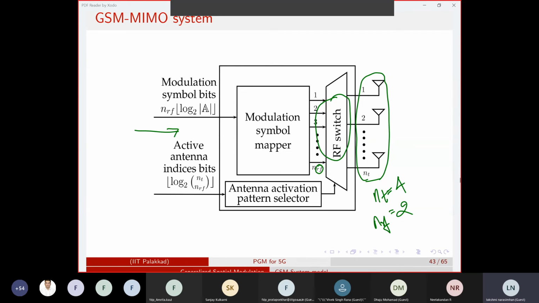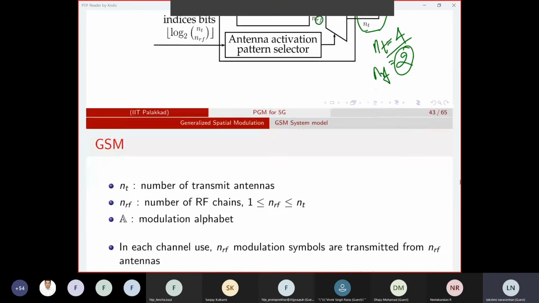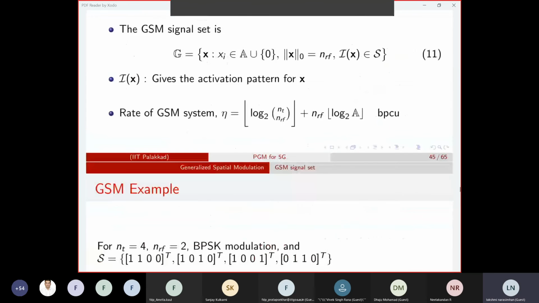So typically, if we have NT antennas, we would put symbols in all the NT antennas. If we have 4 antennas, we'll transmit 4 different constellation symbols, right? So instead, what if we transmit only 2 different constellation symbols? But then in which 2 antennas do we transmit? That could be selected by the input bits. I'll probably explain this with an example.